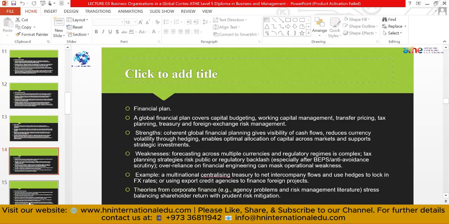For example, a multinational centralizing the treasury to net intercompany flows and using hedges to lock in exchange rates, that is the foreign exchange rates, or using export credit agencies to finance foreign projects. In simple words, to explain this point: when multinational chains, let's say Starbucks, want to open in different parts of the world, even in different cities, once they enter the country, they have to follow the rules and regulations.